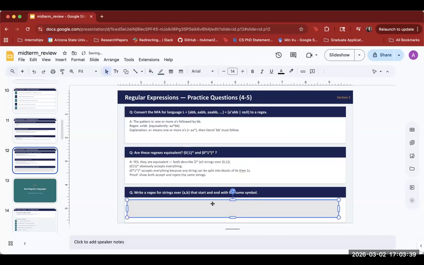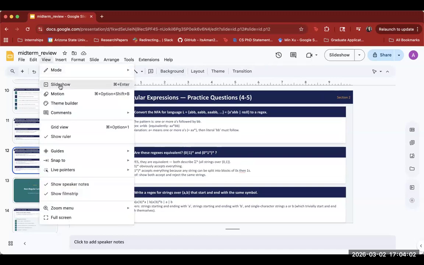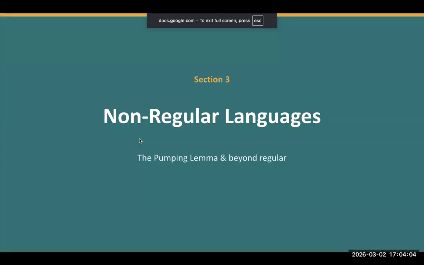And then some more questions that you can sort of use for yourself: are these regexes equivalent? So you try to find out if they match or not, and then write a regex for strings over AB that start and end with the same symbol. So that would come under, I think, a palindrome regex that you would have to make. And then we can move on to the next where we have non-regular languages.